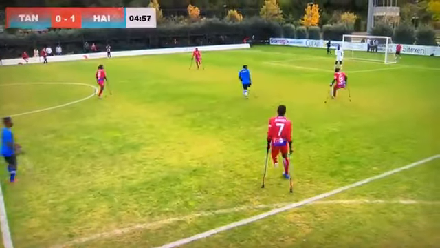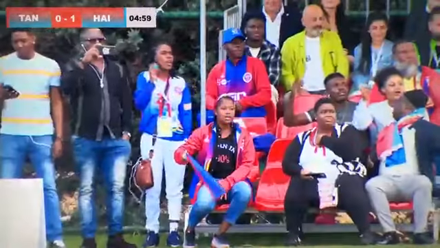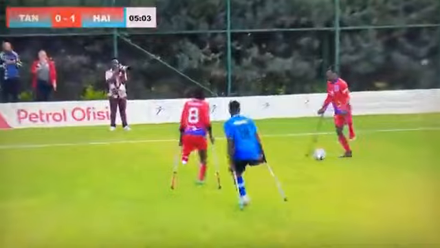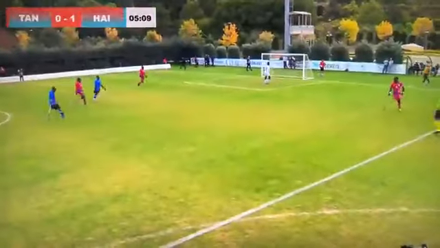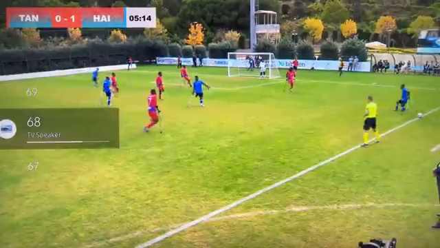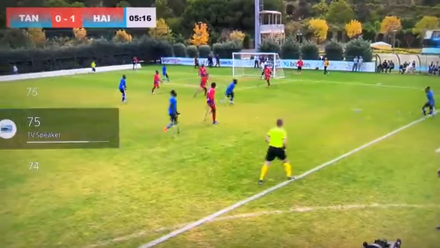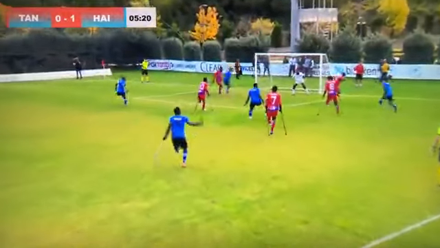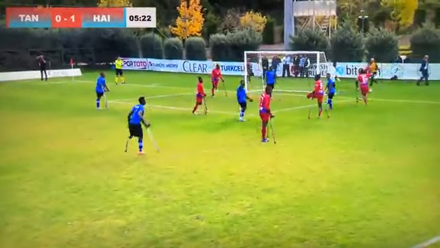Taken quickly. Here are the Haitians. They have a great fan base in Istanbul. I don't know how. They must have traveled a long way to watch this one from the stands. Now it might be a chance for Tanzania. Manley with the last touch.